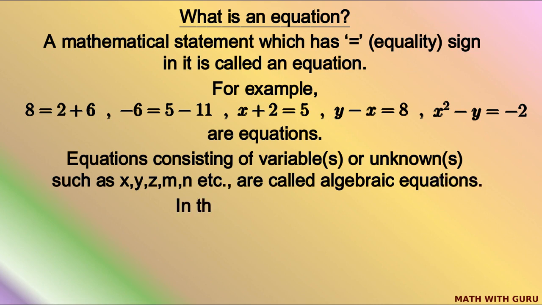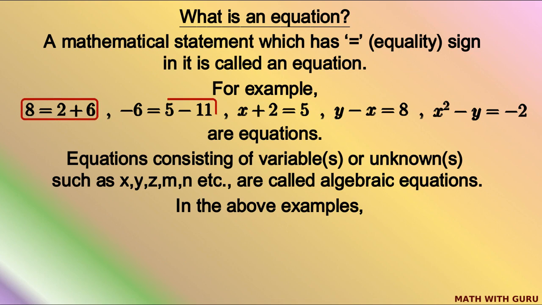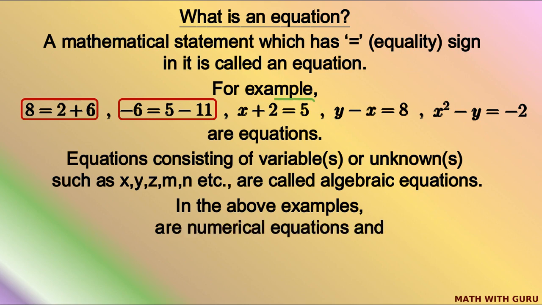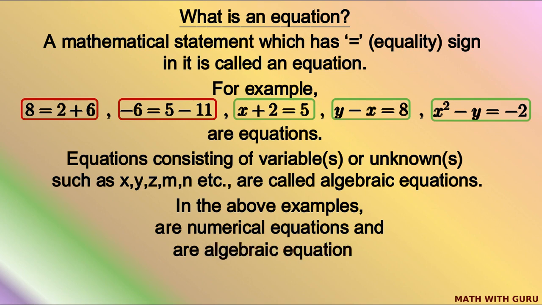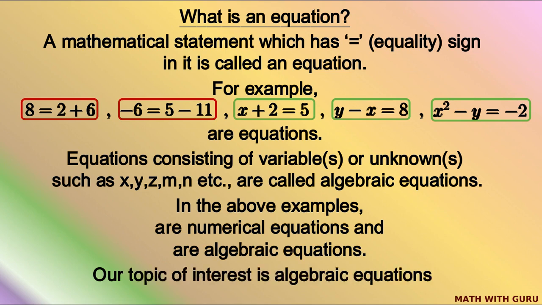Equations consisting of variables or unknowns such as x, y, z, m, n, etc. are called algebraic equations. In the above examples, 8 = 2 + 6 and -6 = 5 - 11 are numerical equations, whereas x + 2 = 5, y - x = 8, x² - y = -2 are algebraic equations. Our topic of interest is, of course, algebraic equations.